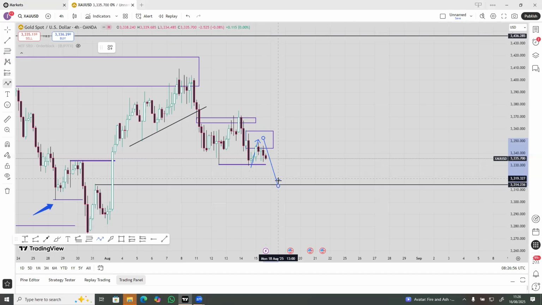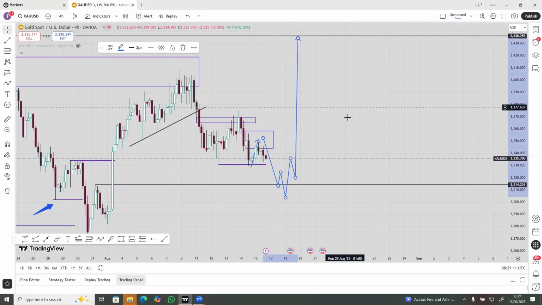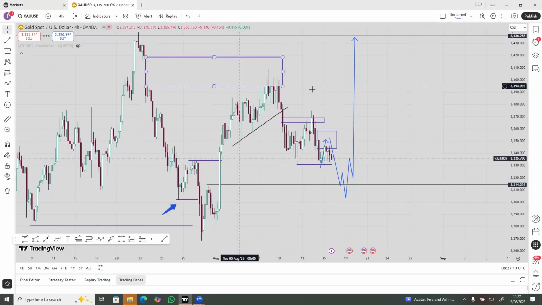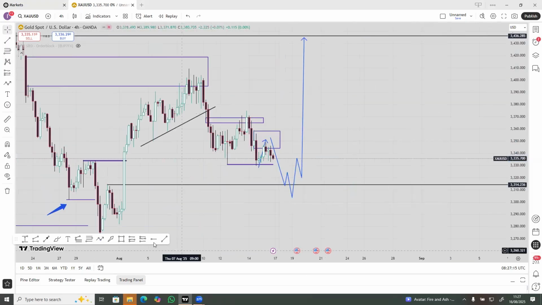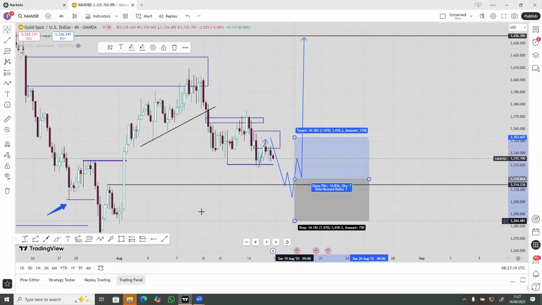So price reflecting on that support is where you can find a shift, and then a test of either point of interest, then you can enter and we can hold a buy to that resistance zone or strong liquidity level. So that will be the movement of gold next week.